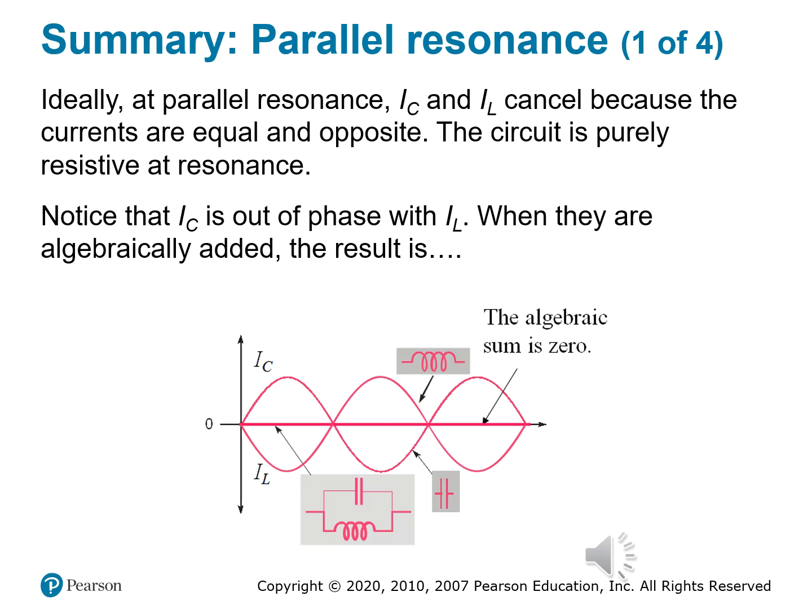And what's left is just the resistive component, I sub r. That's why we say that the circuit is purely resistive at resonance. What you'll see on the plot is I sub c rises as one wave and I sub L drops as its mirror image, and their algebraic sum hugs that zero line. This is the circuit at its most efficient.